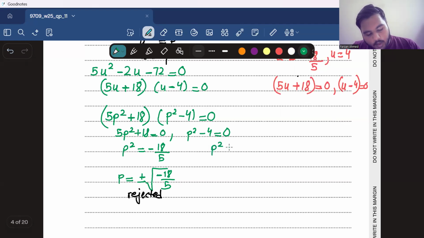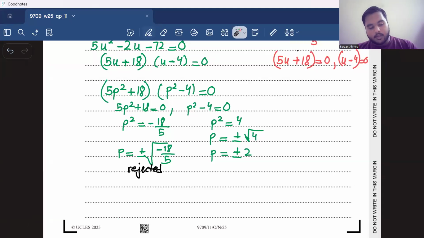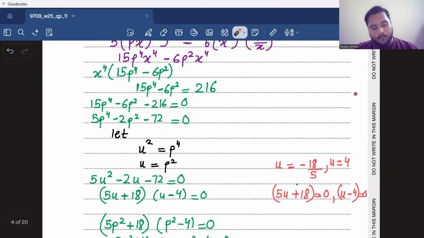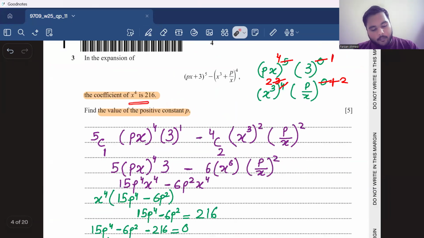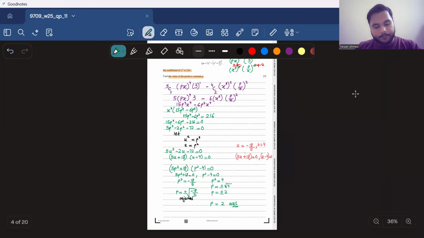Okay, now for the next, p square is equal to 4. P is equal to plus minus square root of 4, so the value is plus minus 2. There are two values, positive 2 and negative 2. In the question, they are saying we have to find the value of the positive constant p. So the answer will be p is equal to positive 2, not negative. This is our question number 3.